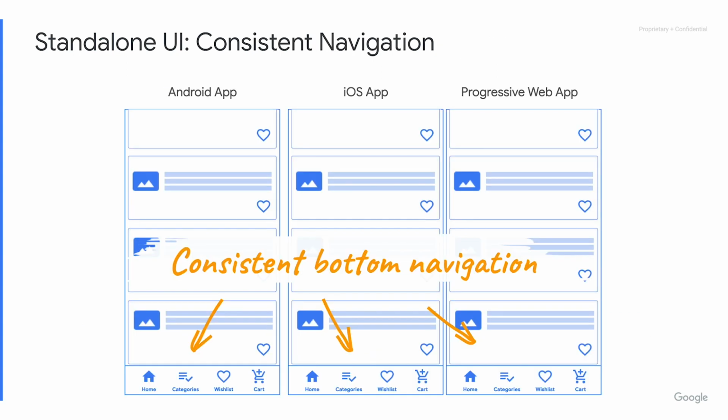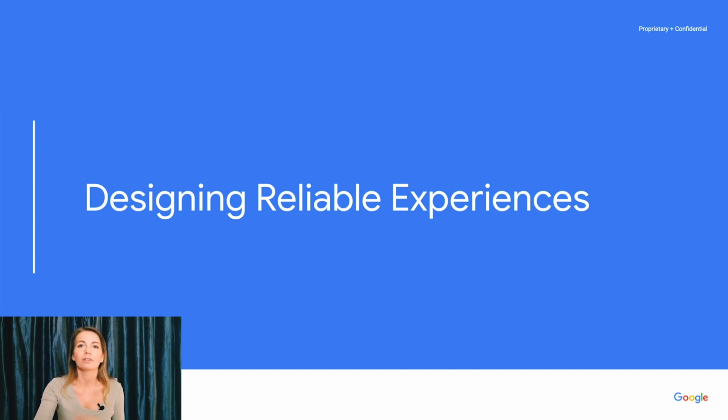And if you offer both native apps and progressive web apps, ensure consistent navigation across platforms to make it easy for users to switch between experiences. Now, that's it on installation and post-install, and let's now have a look into designing for offline.